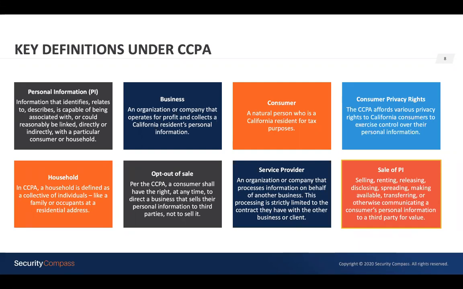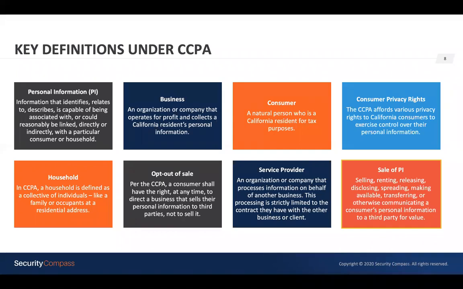A business under the CCPA, again, is an organization that operates for profit and collects or processes the personal information of California residents. A consumer is a natural person who is a California resident and includes every individual who is in the state for temporary or transitory purposes as well. So this includes all California residents who are California residents for tax purposes, whether they're traveling or inside the state. So this definition is quite broad. Moving on to household. Under the CCPA, a household is defined as the collective of individuals, like a family or occupants at a residential address. A household and consumer are treated as the same when it comes to personal information under the CCPA.